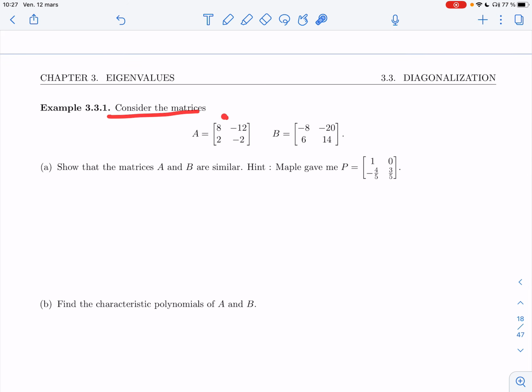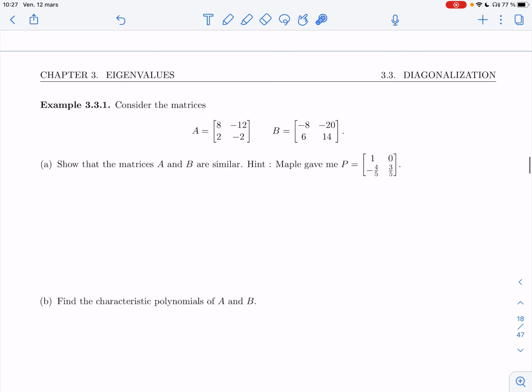Consider the matrices. I have A here and I have B here. I want to show that the matrices A and B are similar. It's hard to find P in general. We'll find how to do it later on, but Maple gave me this P. All right, so I want to see what happens when I multiply B by P inverse and P. I want to show that that's A again.